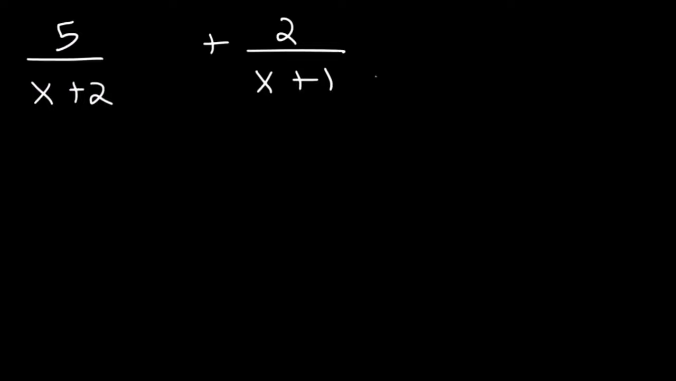Now let's try one last example. 5 divided by x plus 2 plus 2 divided by x plus 1 minus 3 over x minus 1. So we need to multiply the first fraction by the other two denominators. So that's going to be x plus 1 times x minus 1.